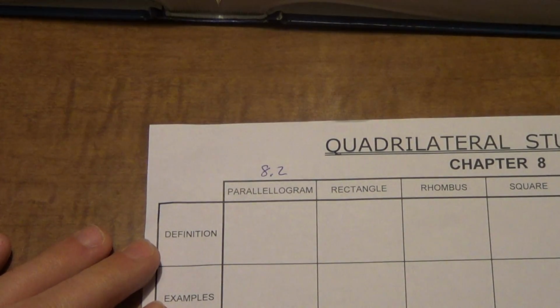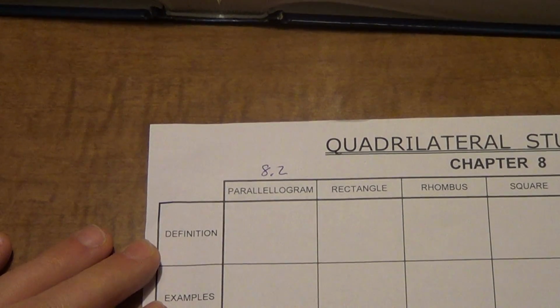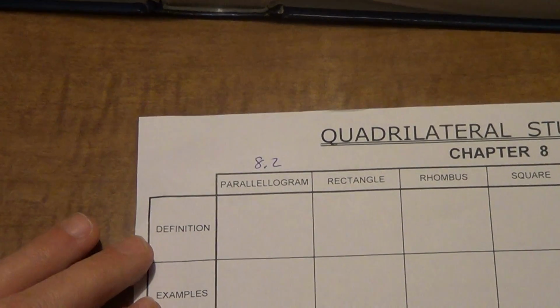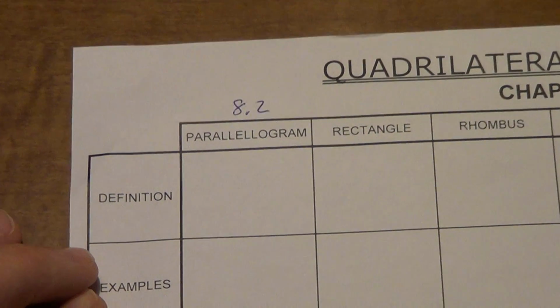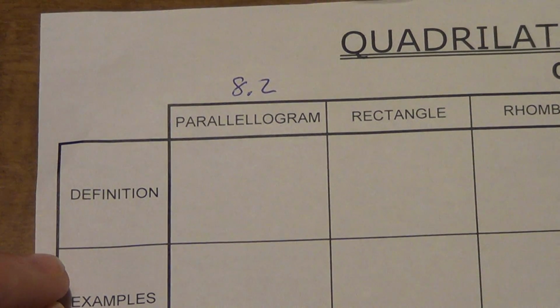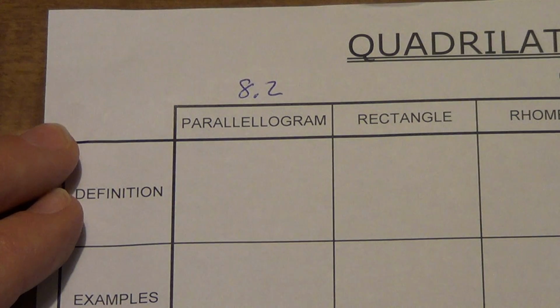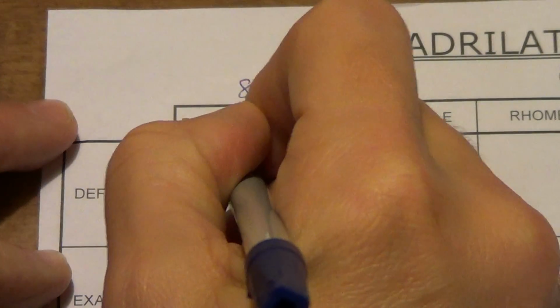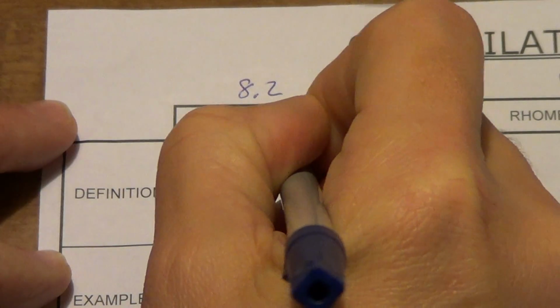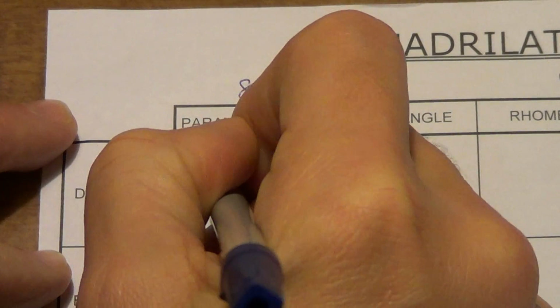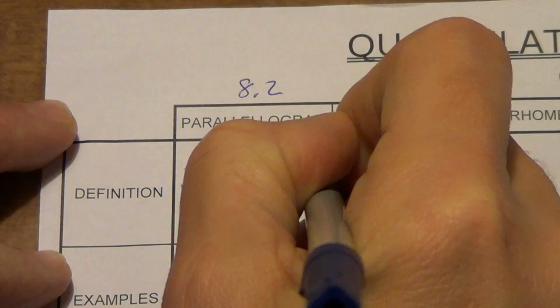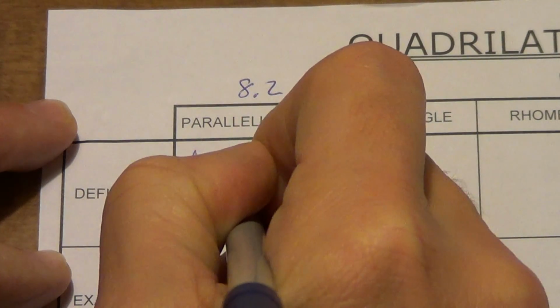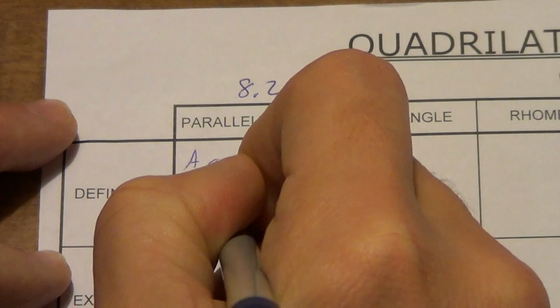Alright, so let's start with definition. I'm actually going to move over to this sheet because this was where I told you to take the notes for this chapter for most of the lessons. Definition of a parallelogram. A parallelogram by definition is a quadrilateral that has two sets of opposite parallel sides. A quadrilateral with two sets of opposite parallel sides.